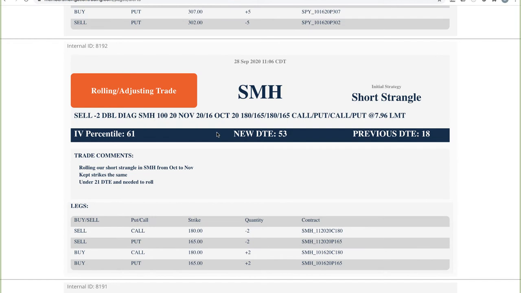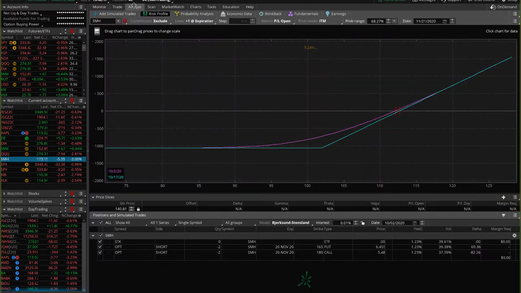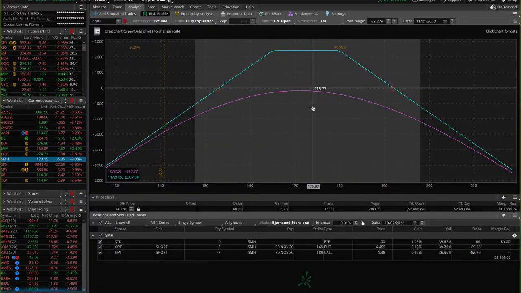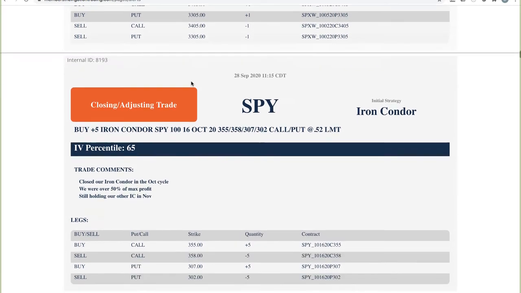Next trade, SMH, did a rolling adjusting trade. We've got a short strangle in SMH, rolled this from October to November. We were under 21 days to expiration, just extending duration on that. SMH is down 3% today, but we're pretty much dead center. Implied volatility has been elevated since then, so we're down a tiny bit, but we're dead centered in our risk profile graph. So in good shape there, just waiting for some more time to pass and theta to decay.